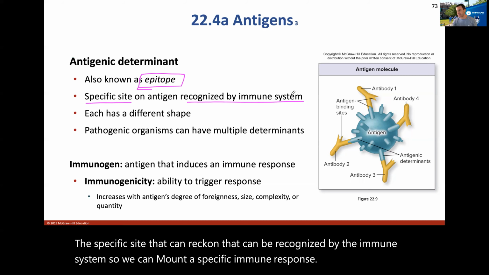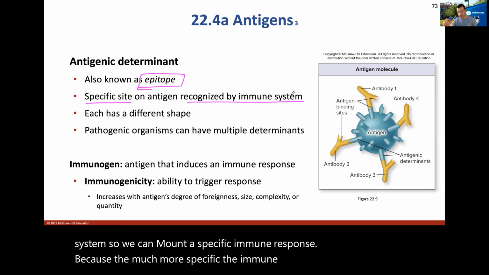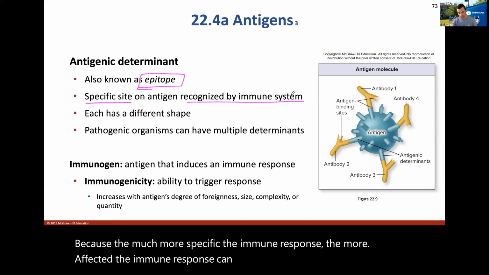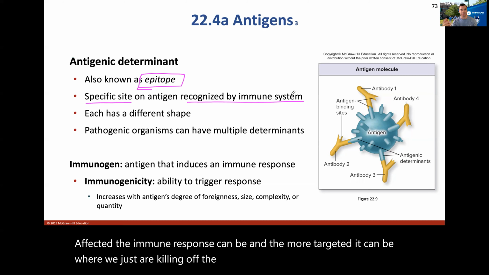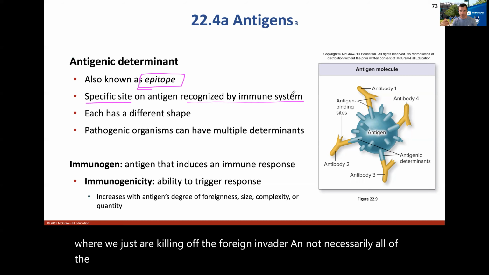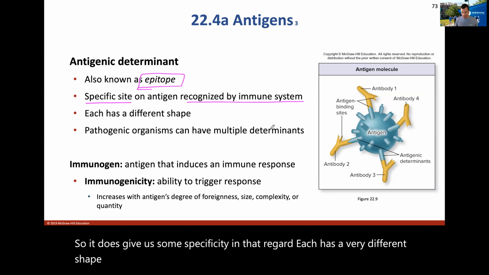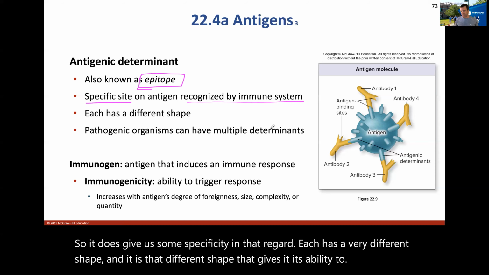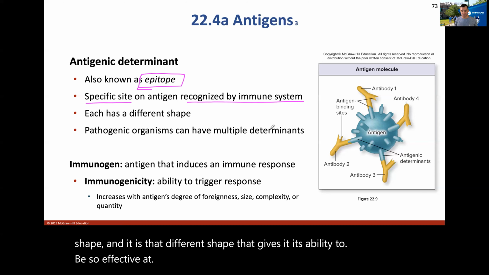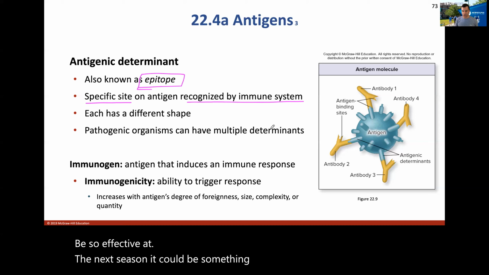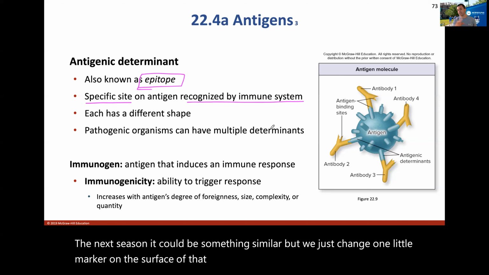Because the more specific the immune response, the more effective and the more targeted it can be, where we are just killing off the foreign invader and not necessarily all of the cells in the region. So it does give us some specificity in that regard. Each has a very different shape, and it is that different shape that gives it its ability to be so effective at the next season. It could be something similar, but we just change one little marker on the surface of that epitope, and it's like we've never seen it before at all.